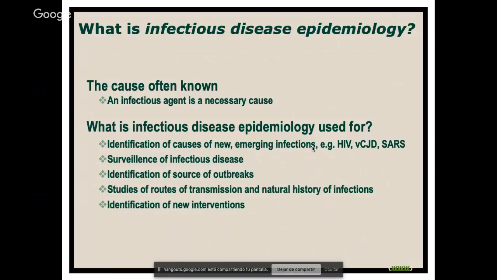And what do we use epidemiology for? First, we need to identify the causes of new emergent infections. Then we use it for surveillance of infectious diseases. We also use it for identification of the source of outbreaks, and also to study the routes of transmission and natural history of the infections. Then we identify the new interventions.